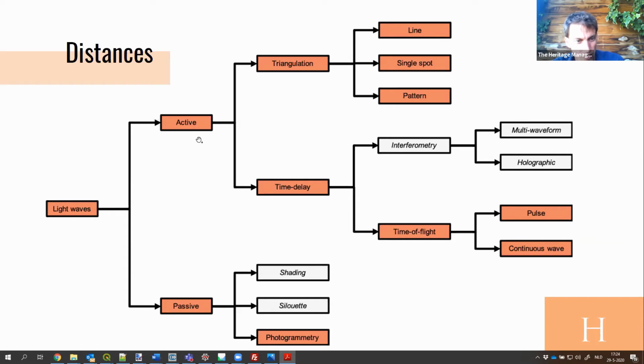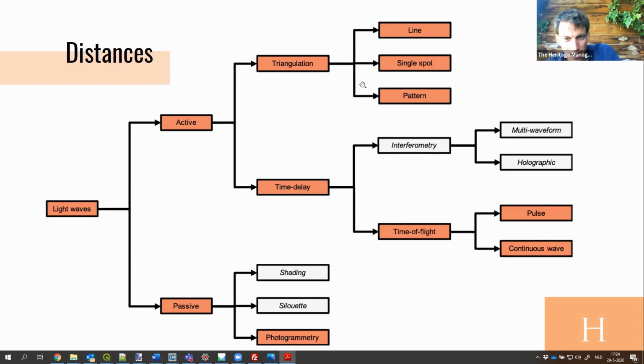And also we have active data acquisition, or an active geometrical representation, where we can work with time delay, so time of flight scanners that are frequently used in heritage documentation. Then we have pulse and continuous wave techniques that will be discussed later on. Another thing we can apply in active data acquisition is triangulation-based techniques, where we have line scanners, pattern projection, or single spots.